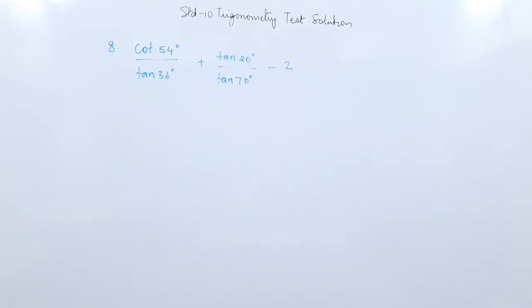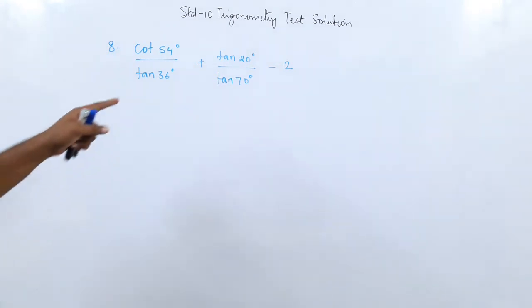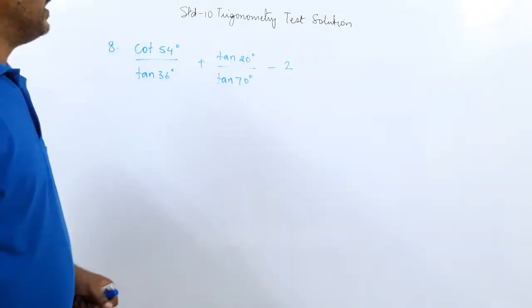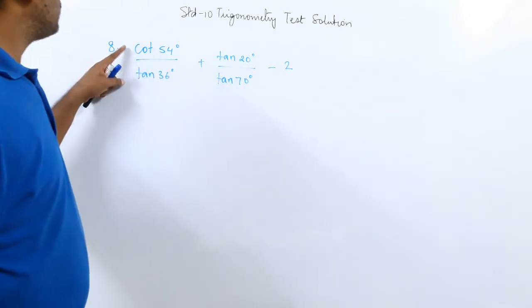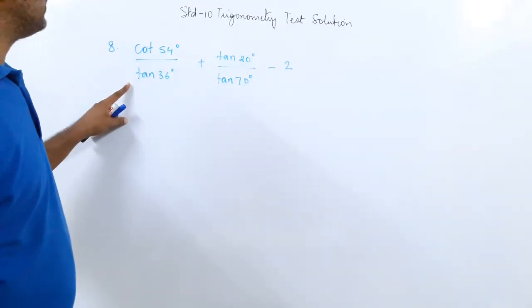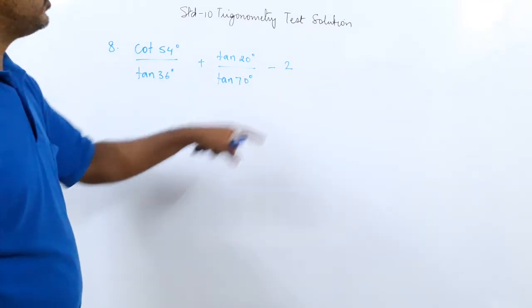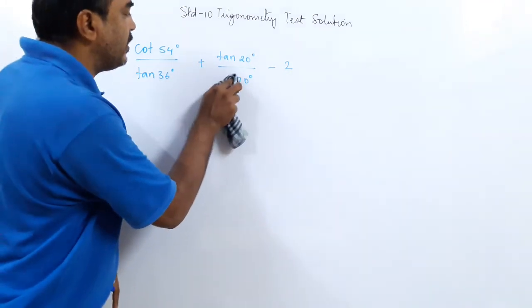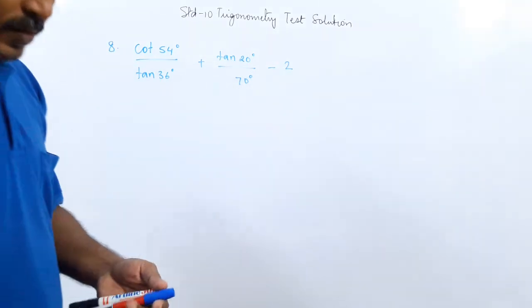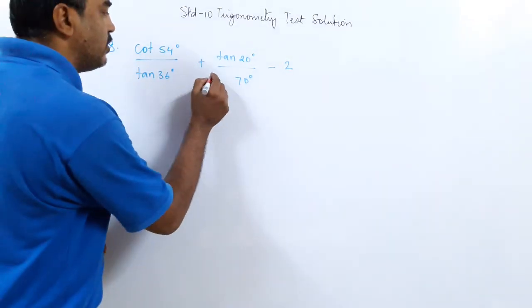Okay, this is the 8th sum on the board, but I am sorry to tell you there was a typing error in the sum. The sum is cot 54 degree upon tan 36 degree plus tan 20 degree upon tan 70 degree minus 2, and this is not tan 70 but it is cot 70. So there is a typing error in the sum.